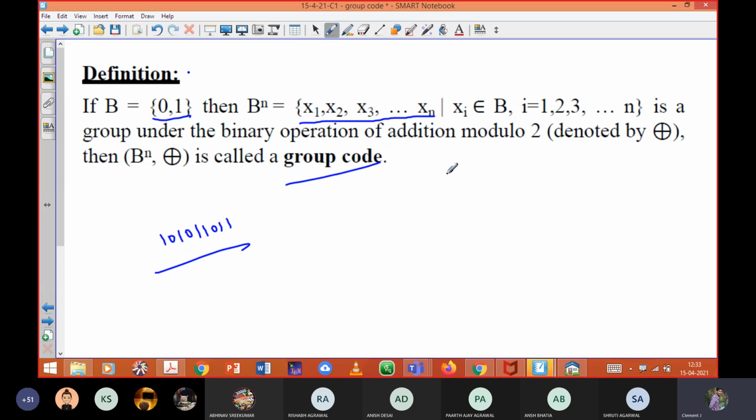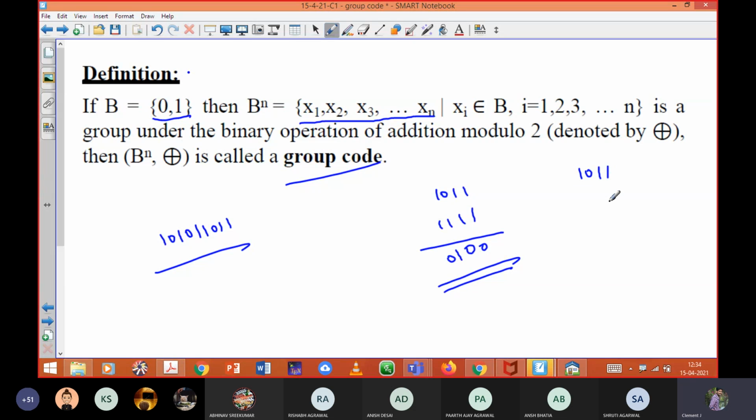For example, you can consider this code 1011, or one more code as 1111. Sometimes they will ask you to add those two codes. If the question is asked like this, or write the summation of these two codes, you should not apply normal addition. You need to apply the addition modulo 2. 1 plus 1 is 2, 2 mod 2 is 0. Then 0 plus 1 is 1, 1 mod 2 is 1. So this will be the answer.